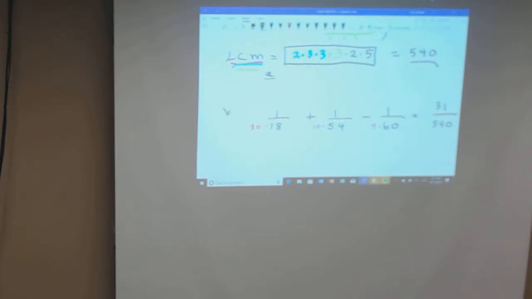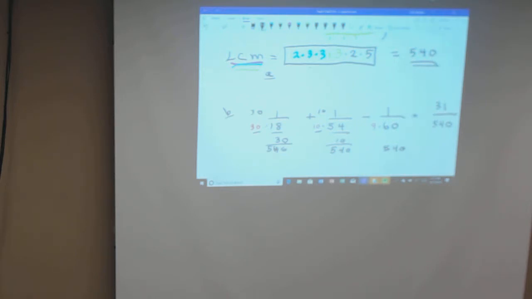Then they want me to come down here and evaluate these fractions. So my common denominator is 540. And what do I take times 18 to get 540? 30. So that means I also take 30 times 1, and I have a new numerator, 30. And what do I take times 54 to get 540? 10. So I take 10 times 1, and I get 10.